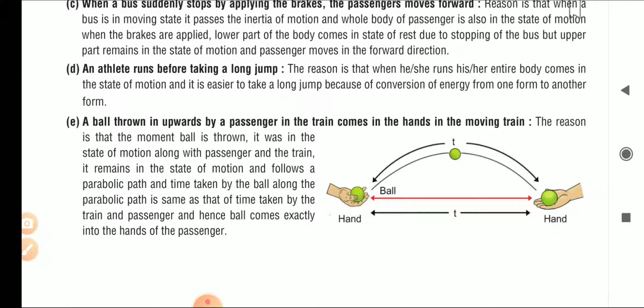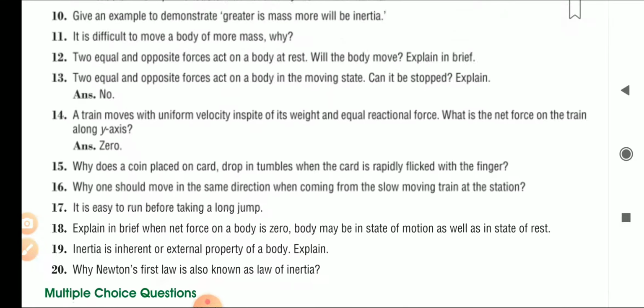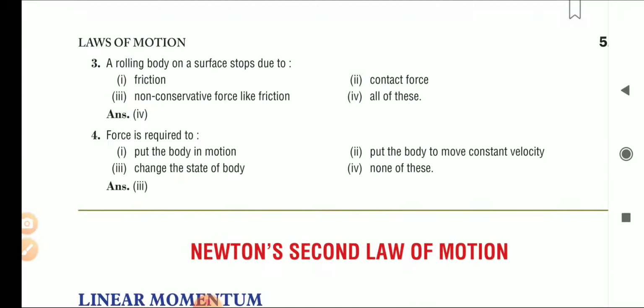A ball thrown upward by a passenger in the train comes back into the hands in the moving train. Why is it so? The reason is that the moment the ball is thrown, it was in the state of motion along with the passenger and the train. It remains in the state of motion and follows a parabolic path, and the time taken by the ball along the parabolic path is the same as that taken by the train and passenger, and hence the ball exactly comes into the hands of the passenger. Means if in a moving train you throw a ball, it will come to your hand only, it will not fall somewhere else. So these are the simple examples of Newton's first law of motion.